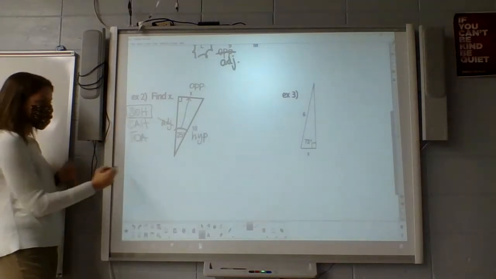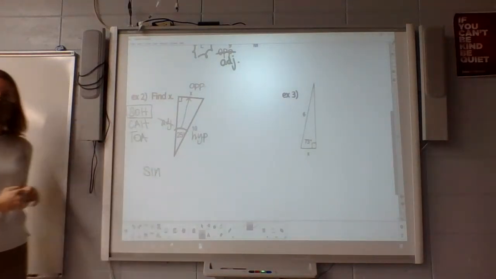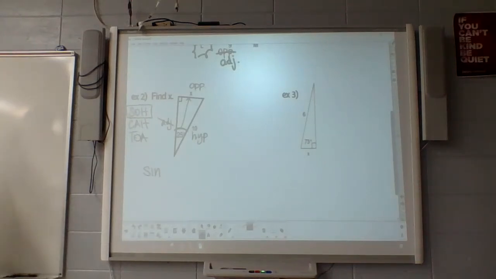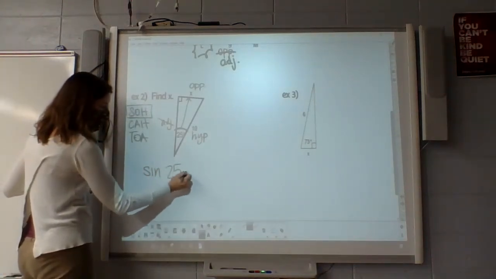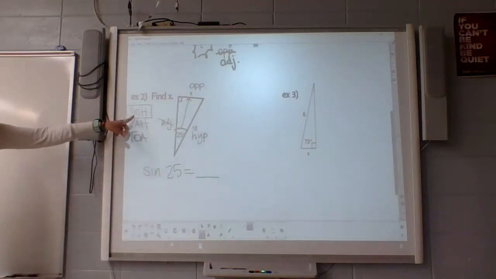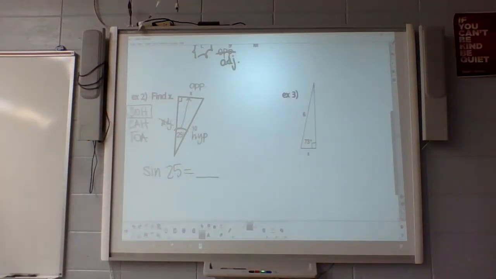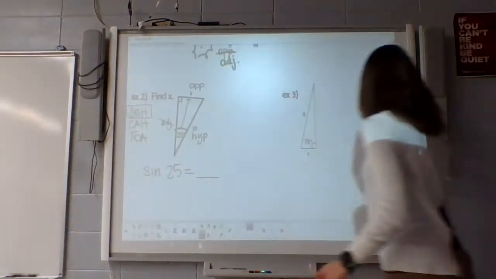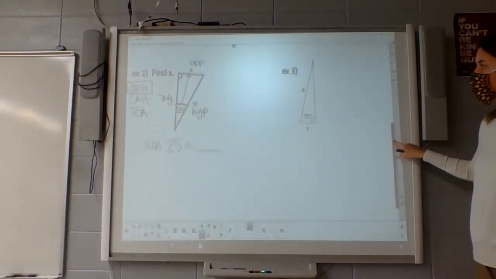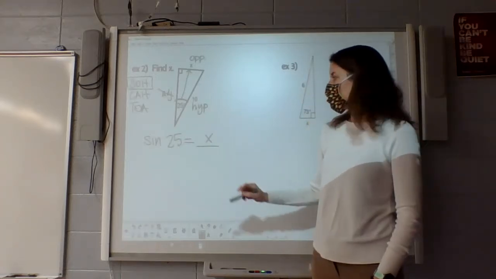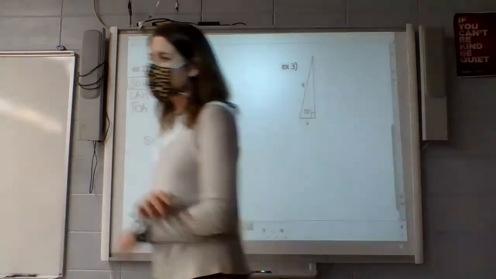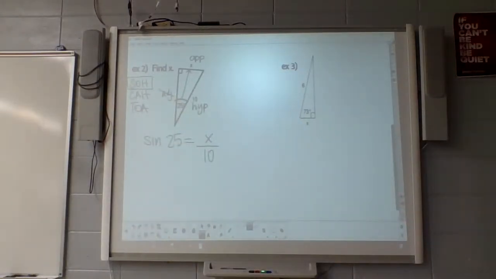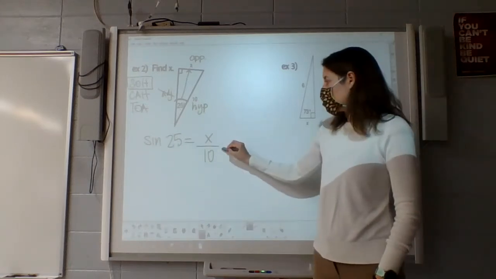So we have that's sine of what angle? What's our angle? 25 degrees equals O over H. What's my O? X over H, which is 10. The sine function doesn't work any differently as long as you have the button on your calculator. Now instead of using tangent, you're just going to use sine instead. So in order to get that x alone, what are we going to do? Multiply by 10.